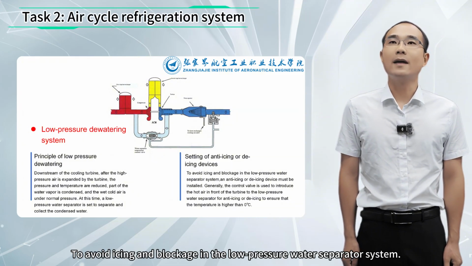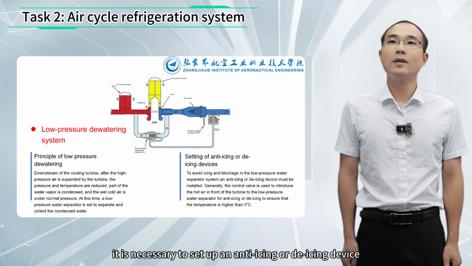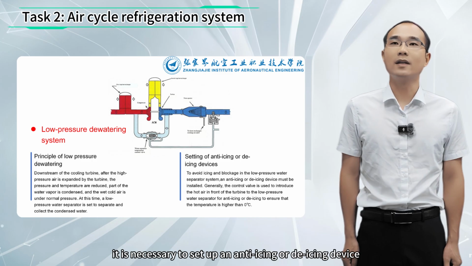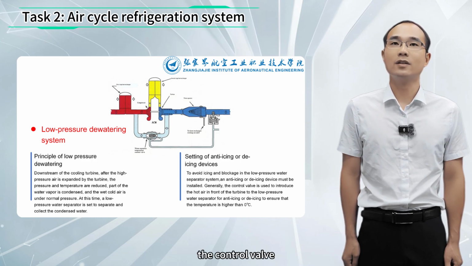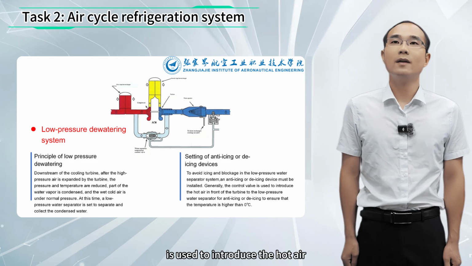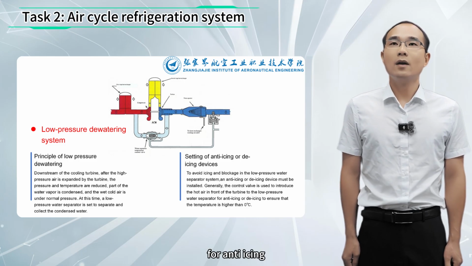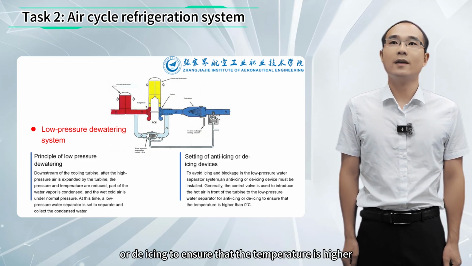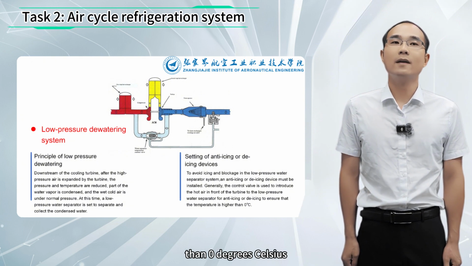To avoid icing and blockage in the low-pressure water separator system, it is necessary to set up an anti-icing or de-icing device. Generally, the control valve is used to introduce the hot air in front of the turbine for anti-icing or de-icing to ensure that the temperature is higher than 0 degrees Celsius.